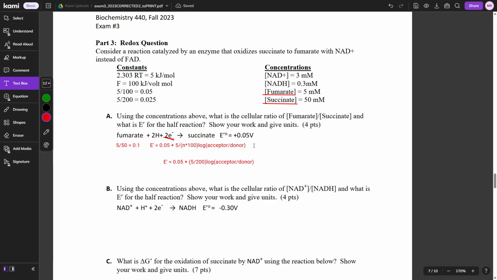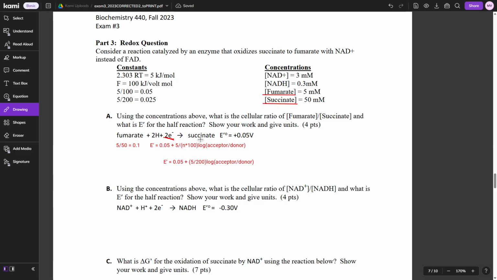It's like that because for acceptor divided by donor, they could theoretically ask you to calculate donor divided by acceptor and then tell you to switch it. Does that make sense? Let's see here. I just need to double check that. We did fumarate divided by succinate, right? And fumarate is the acceptor here. So fumarate is accepting 2 electrons, and succinate is donating those 2 electrons. Does that make sense?